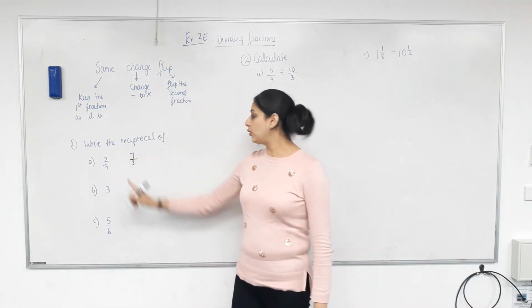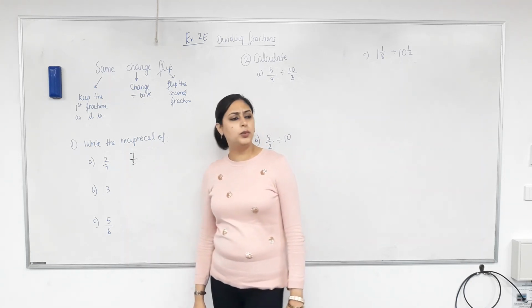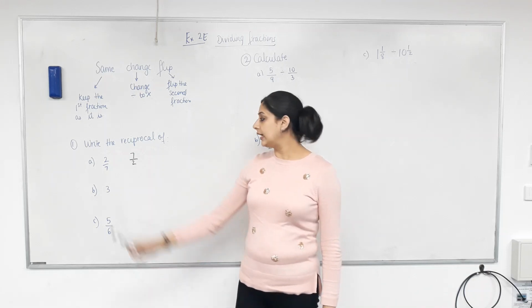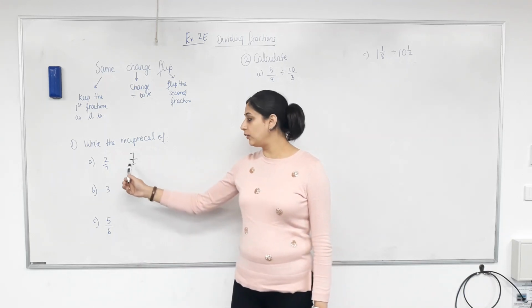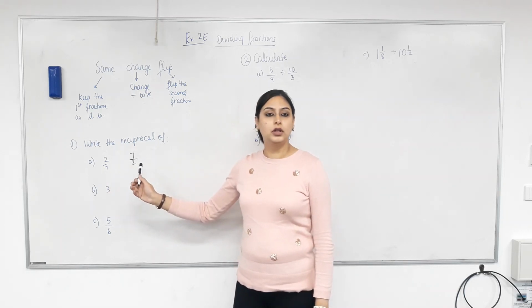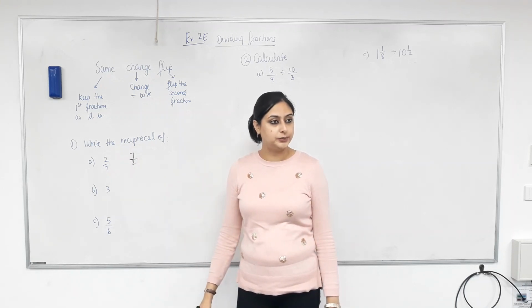Important question. Do I put an equal sign here? No. Why don't we put an equal sign? Because 2 sevenths is not equal to 7 over 2. This is 2 sevenths, and this is its reciprocal. They're not equal. The question asks you to find the reciprocal. It's not equal to the first fraction. Do we get that? Yes.